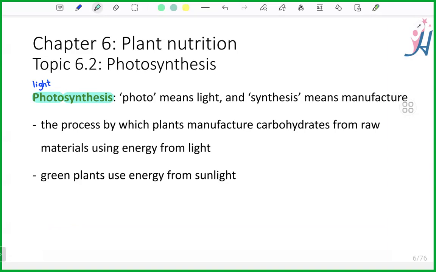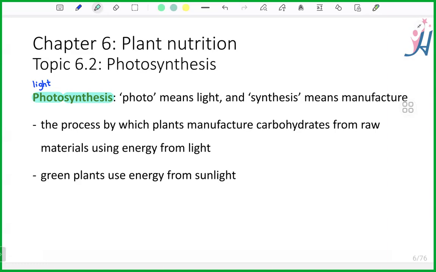So it is the process by which plants manufacture carbohydrates, in the form of glucose, from raw materials, which are carbon dioxide and water, using light energy from the sun, or it can be from other light energy. Most students make the mistake of assuming it is only sunlight. No, actually it can be any form of light. It can be the light from a lamp. It doesn't have to be specifically sunlight, or the sun, right?